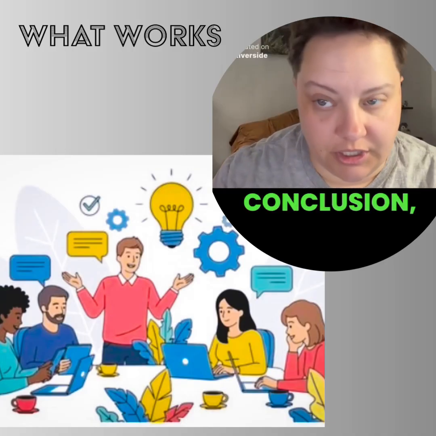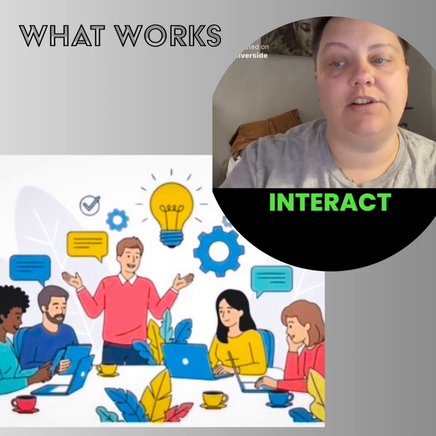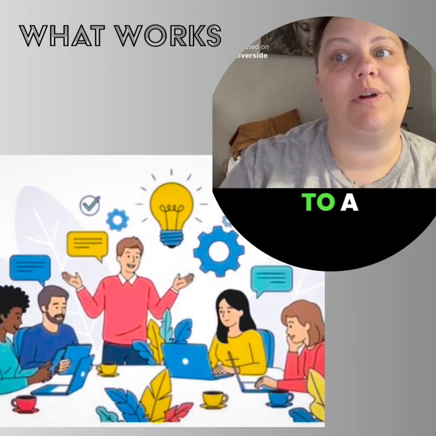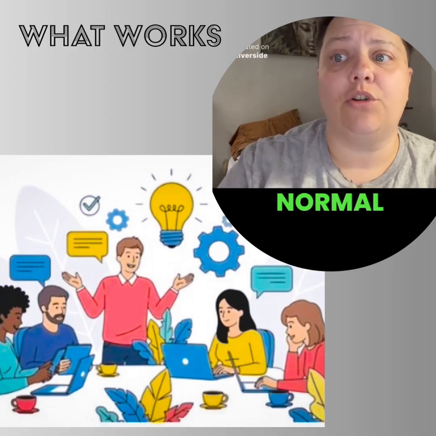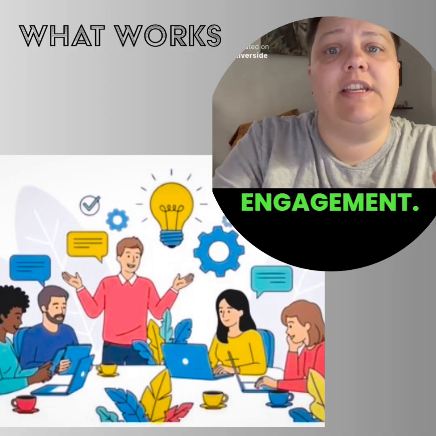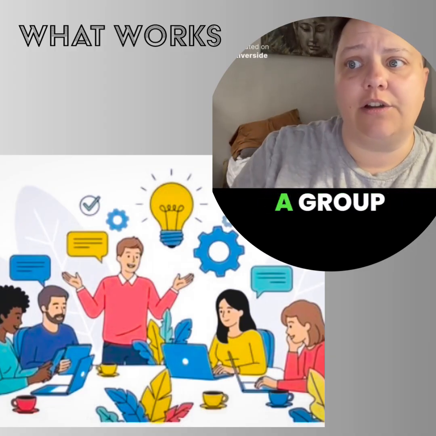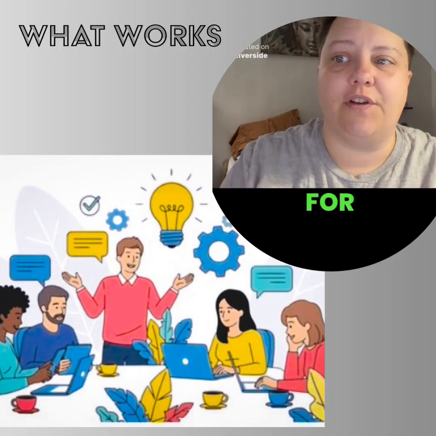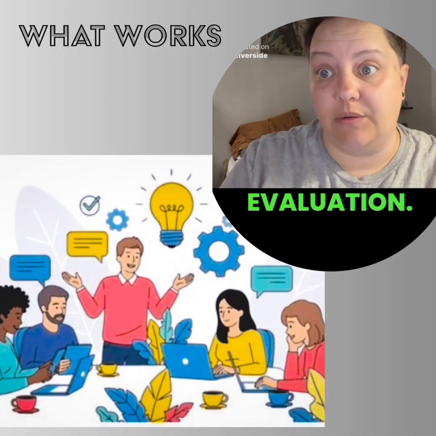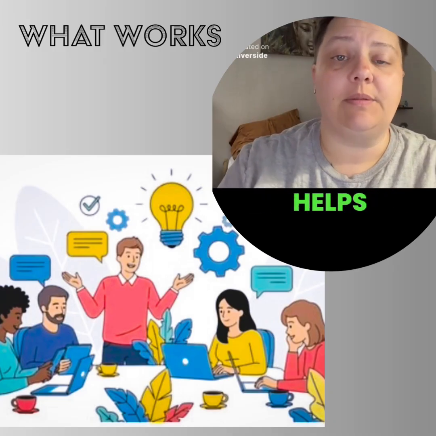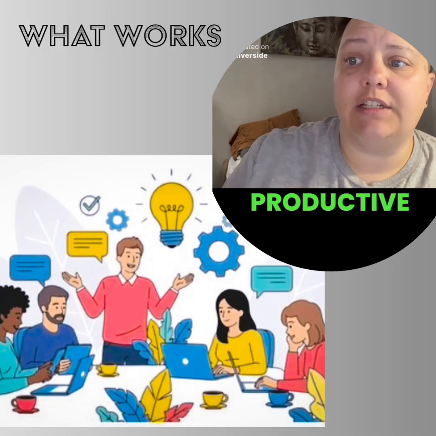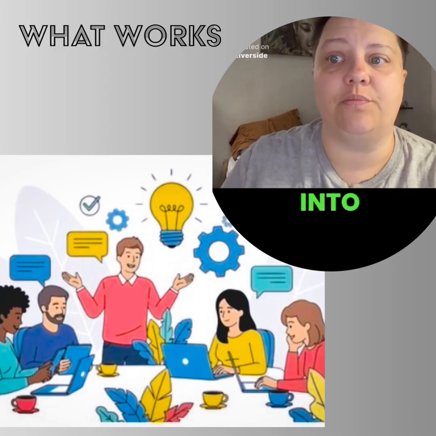For our conclusion, when these three elements interact effectively, a group moves from being a collection of individuals to a high-performing team. Conflict is a normal part of group work. It's a sign of engagement. Without conflict, a group will often fall into groupthink, and this is where the desire for harmony overrides critical evaluation. Effective problem solving helps manage conflict. This serves as a safeguard, ensuring productive debate doesn't devolve into personal friction.